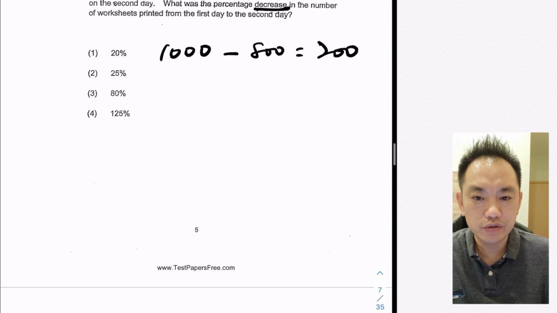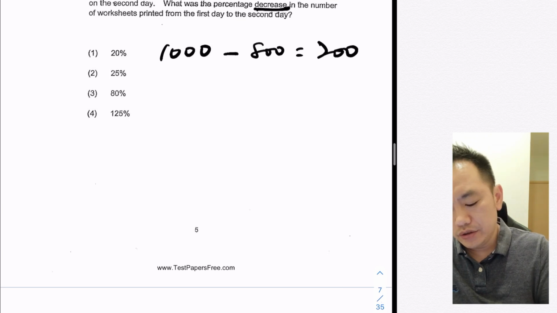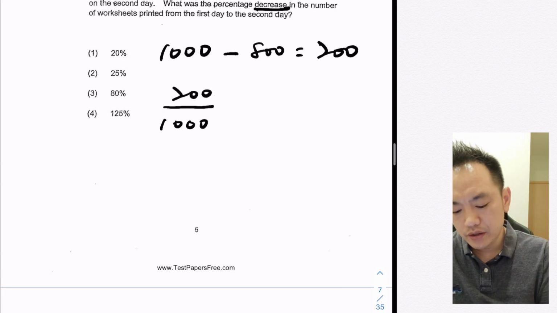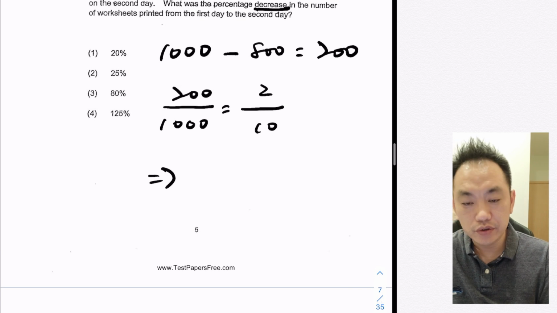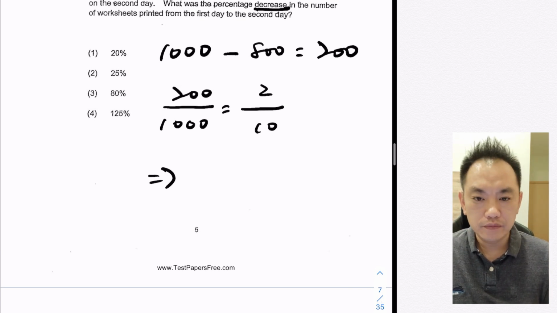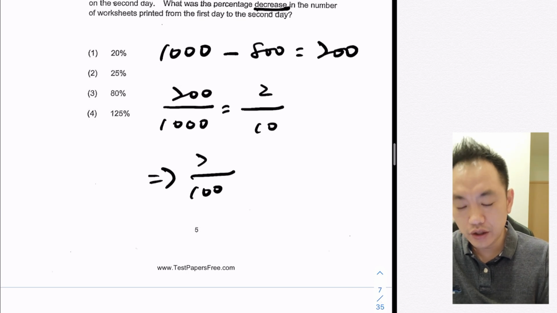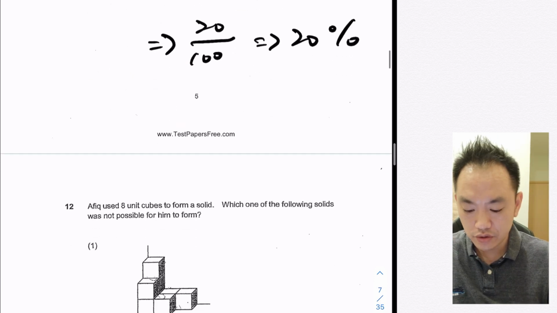Basically what you need to do is take a fraction and convert it into a fraction which has 100 as the bottom, or the denominator. So they want to find out the percentage of decrease in the number of worksheets printed from the first day to the second day. The total worksheets originally was 1000 and then it decreased by 200. So you take 200 divided by 1000. You can choose to simplify by removing both zeros and make it 2 out of 10. But another way you can do this is, because from the bottom you are looking for 100, from the 1000 you can take out a 0, and from the 200 you can also take out a 0. So this will become 20%. Okay, so the answer is 112.